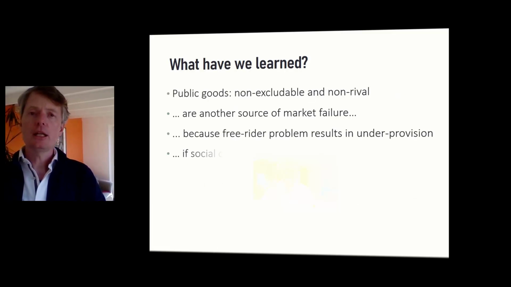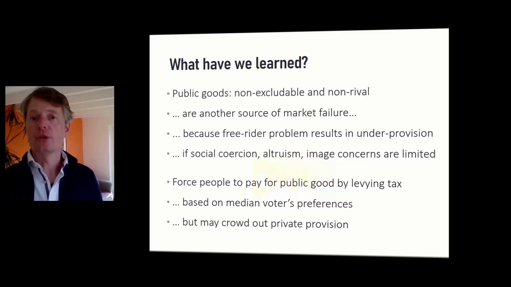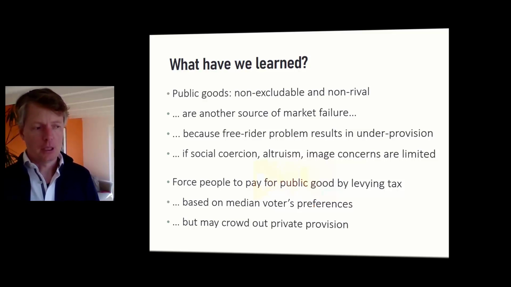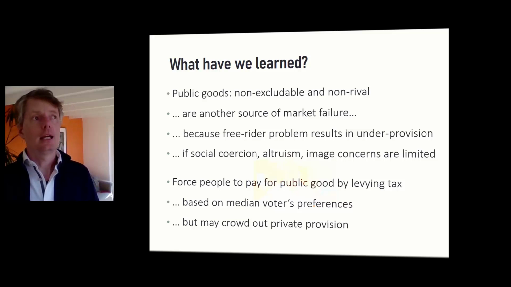All right, so what did we learn this week? The following: that public goods are non-excludable and non-rival in consumption. It's another source of market failure because of this free riding behavior that may result. But there may be some private provision after all if the marginal benefits are higher than the marginal costs at a quantity greater than zero, or in the case of social coercion, probably altruism, and finally image concerns. Government may step in and force people to chip in for a certain public good, but then that has its own challenges, primarily because of crowding out of private provision.